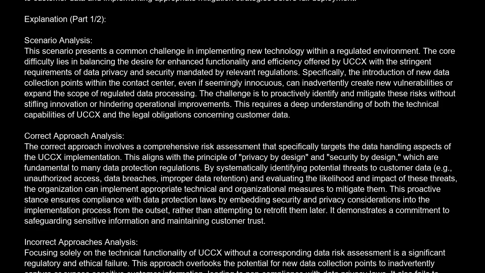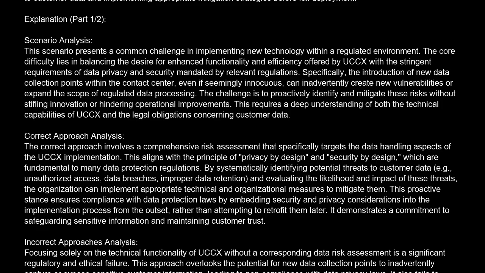Specifically, the introduction of new data collection points within the contact center, even if seemingly innocuous, can inadvertently create new vulnerabilities or expand the scope of regulated data processing. The challenge is to proactively identify and mitigate these risks without stifling innovation or hindering operational improvements. This requires a deep understanding of both the technical capabilities of UCCX and the legal obligations concerning customer data.